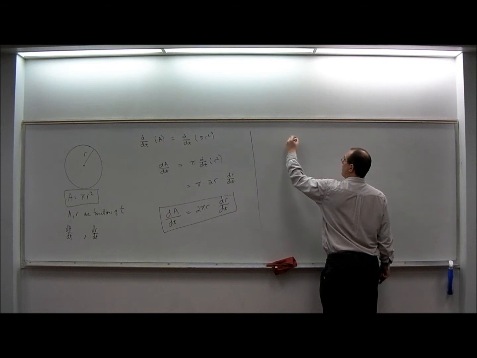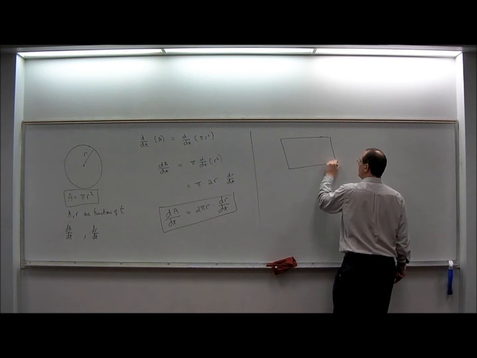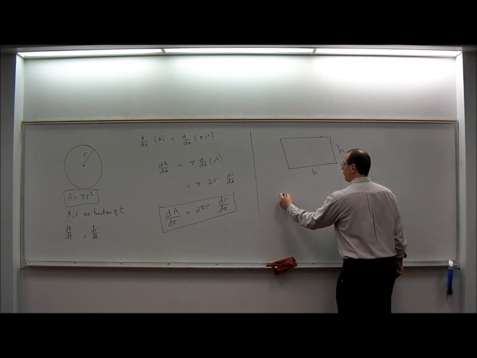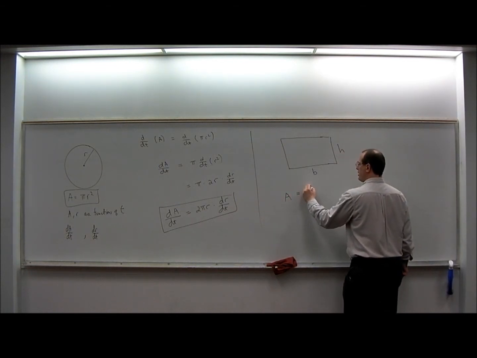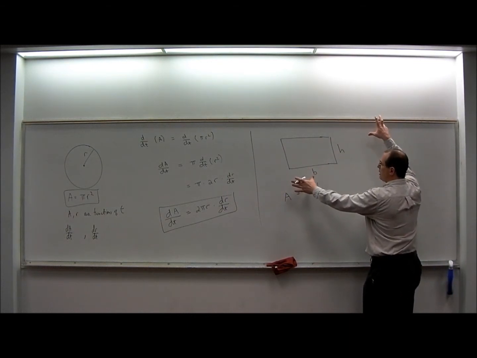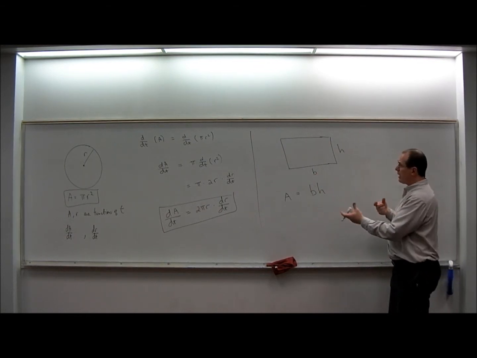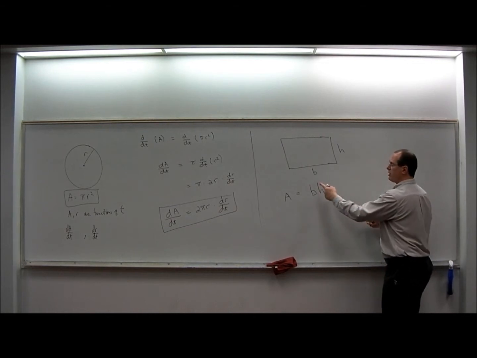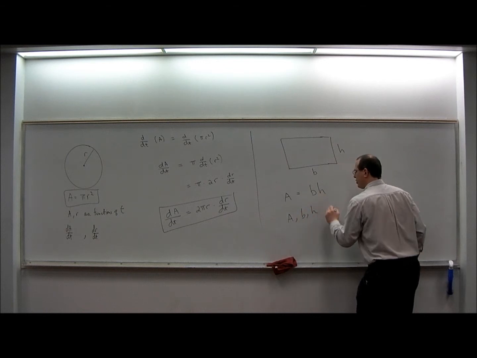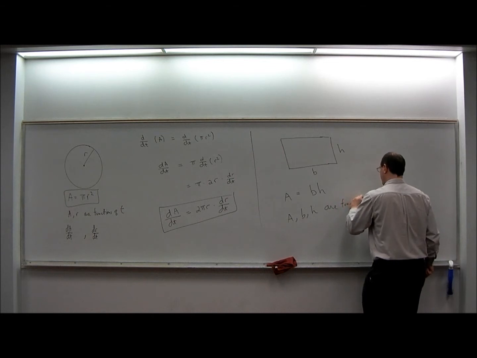In another example, let's say we're interested in a rectangle instead of a circle. So let's say we have a rectangle that has a base b and a height h. Then the simple formula that relates the area to these is area equals the base times the height. And let's suppose that this rectangle is growing. Both b and h, let's say, are either growing or shrinking, or maybe one of them is growing and the other is shrinking. They're both in motion, so that A, b, and h are changing with time, so they are functions of time.